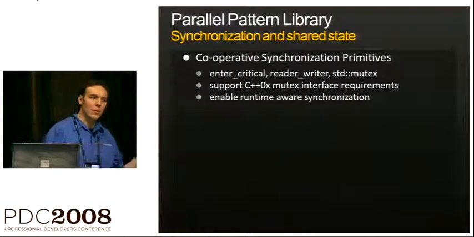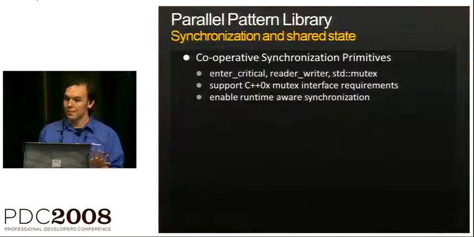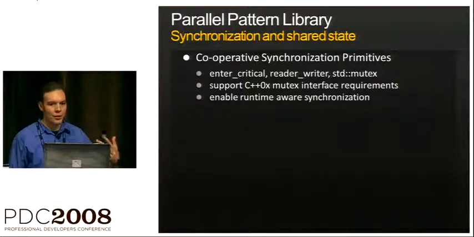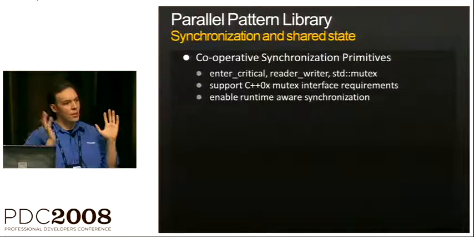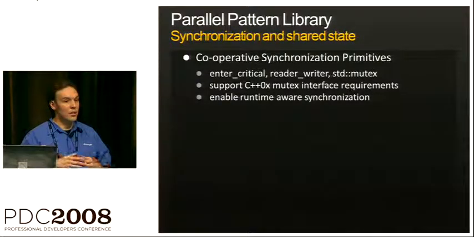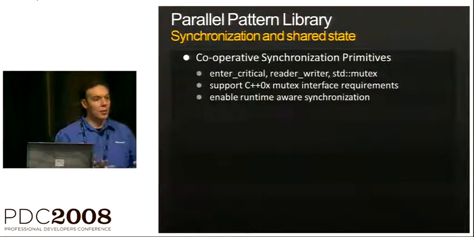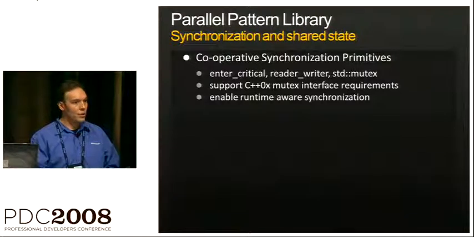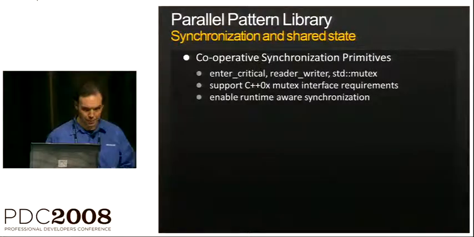One of the things that's interesting about the locks we're building is they support the C++0x mutex requirements. Right? So in addition to std mutex, there's a set of requirements so that if your lock supports lock, try-lock, and unlock, then there's some utility functions you can use on that. And the locks we're providing, the cooperative versions, support those. So you'll have that composability and that compatibility there.